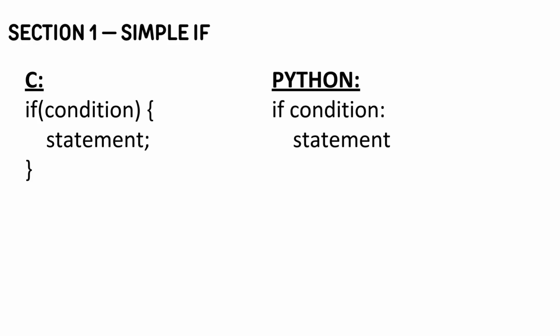Let's begin with simple if. A simple if statement tests a condition. If the condition is true, the statement inside the if block will execute. If the condition is false, then nothing happens. The structure is very simple. We just show the structure in C and Python.